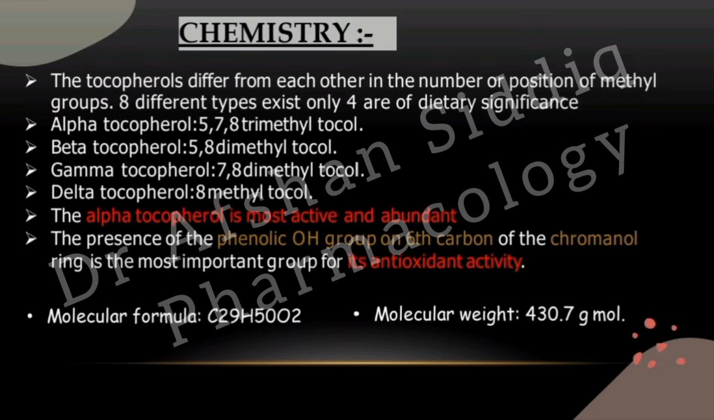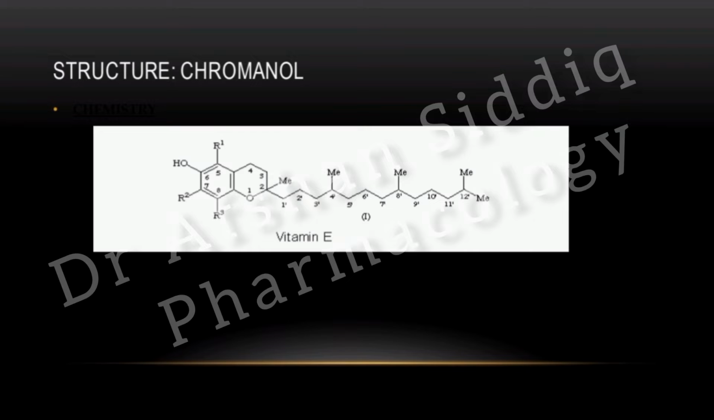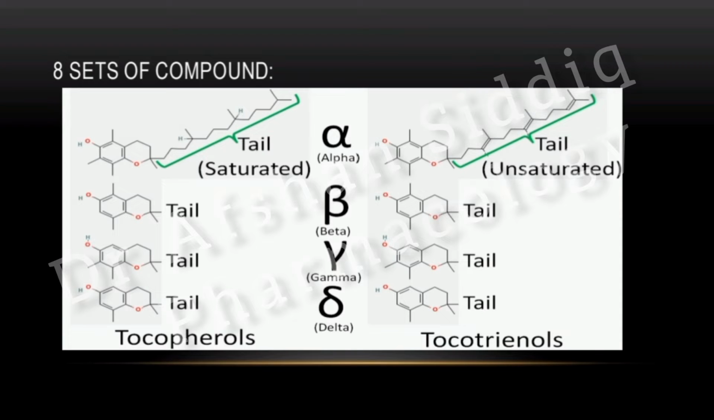Okay, what is the difference between tocopherol and tocotrienol? When you check the chemical structure in the slide which I have shown, there are 8 different compounds: alpha, beta, gamma and delta, with tocopherol and their respective tocotrienol. How are they differentiated? Within the chemical structure there is a ring structure known as chromanol, and this chromanol is attached with a side chain. The side chain is either saturated or unsaturated.